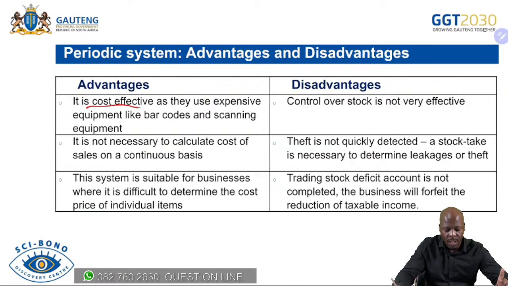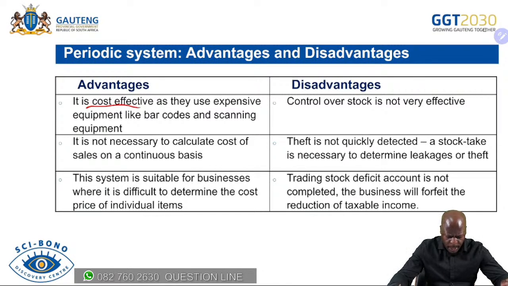Very, very key. The periodic inventory system is cost effective as they use equipment which is not expensive, okay? The periodic inventory system is not an expensive system. So its advantage is that it is not expensive. And then the next point on my periodic inventory system is that the calculation of cost of sales is not done on a very continuous basis.